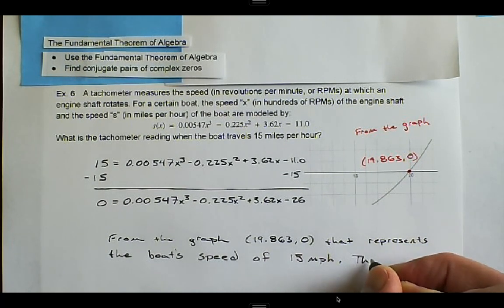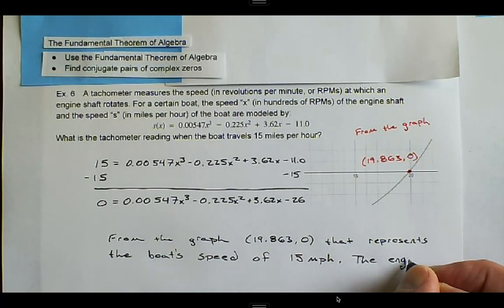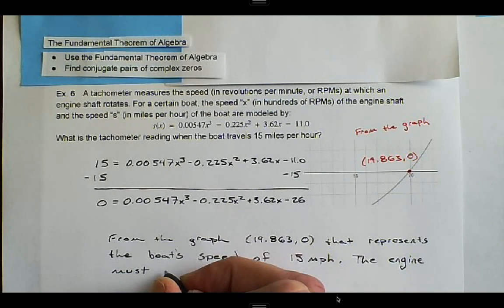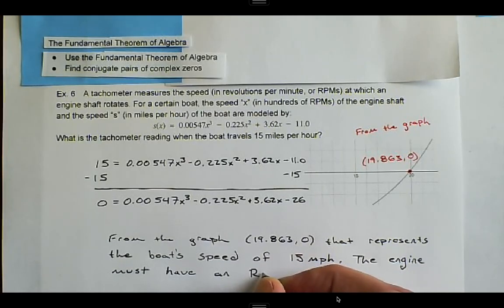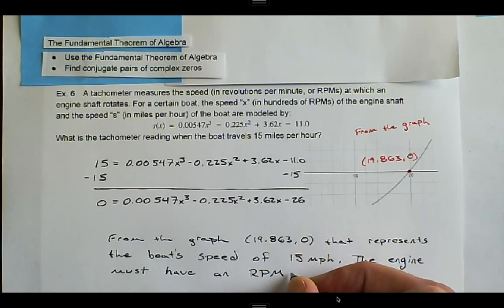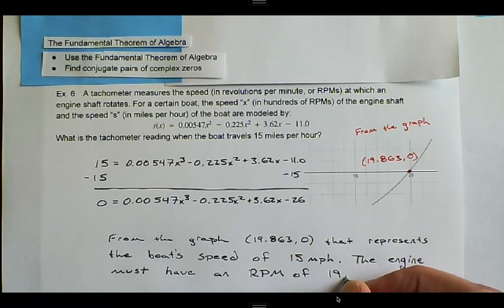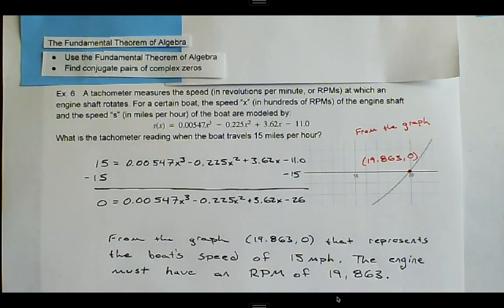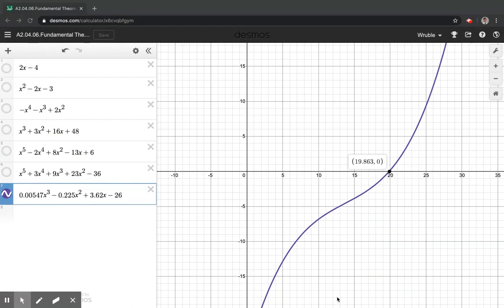That tells us the engine must have an RPM of 19,863. That's because the X's are measured in hundreds of RPM. And we can look at the graph a little bit cleaner, and we can see that it is at 19.863 right there.